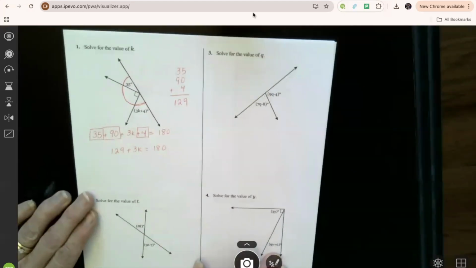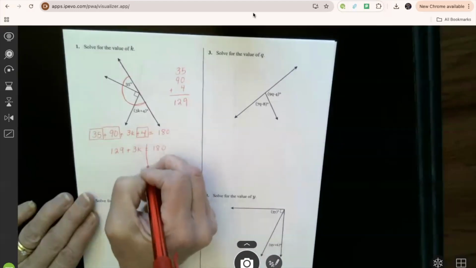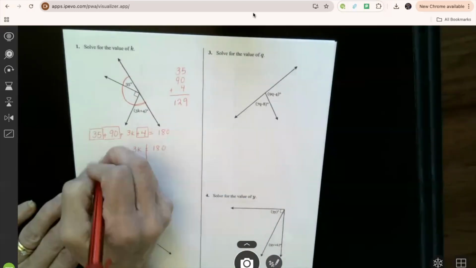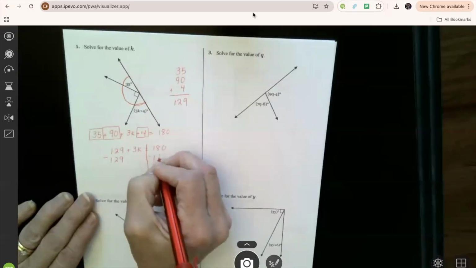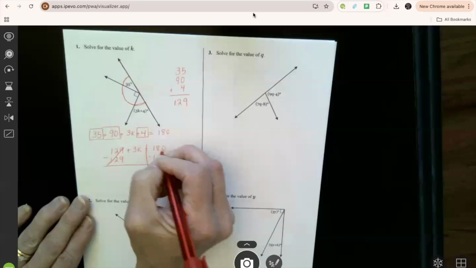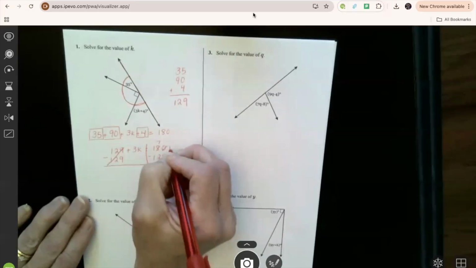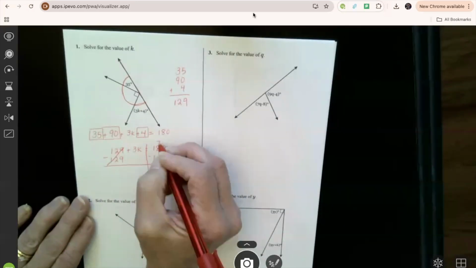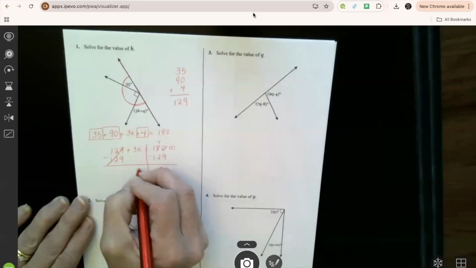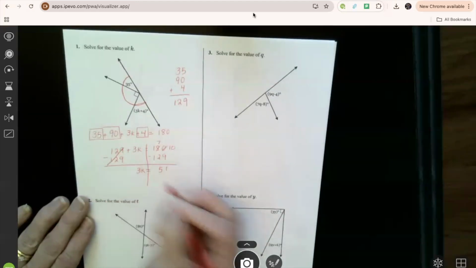So now I have a two-step equation to solve. I'm going to subtract 129 from both sides so I can make a zero pair over here. We're so used to doing that. We've been practicing it so much. You guys are pros at this. I'm going to borrow: 10 minus 9 is 1, 7 minus 2 is 5, and then 1 minus 1 is nothing. So now I have 3K equals 51.